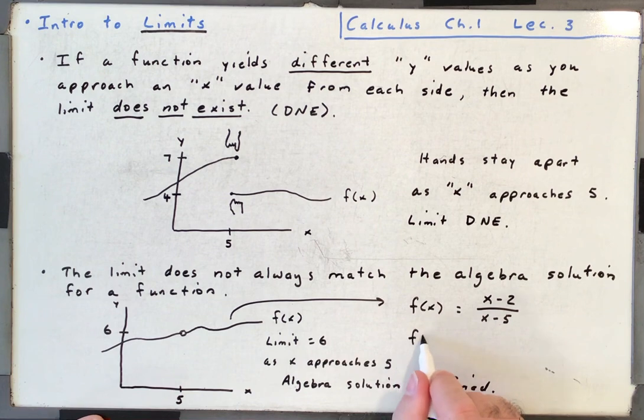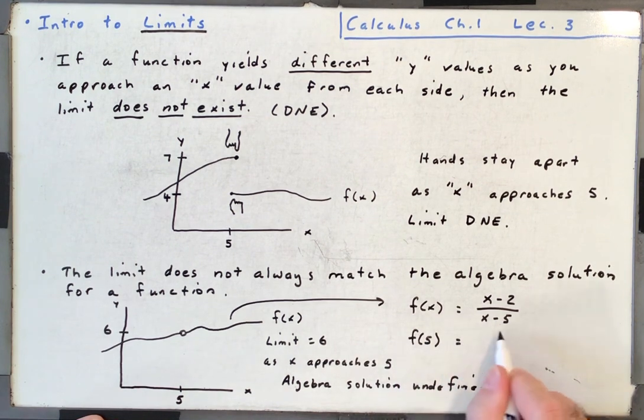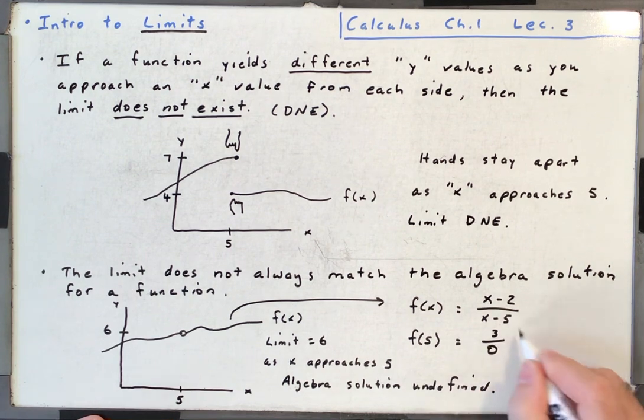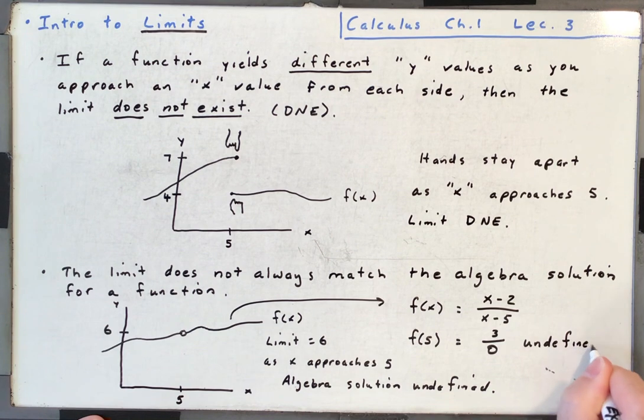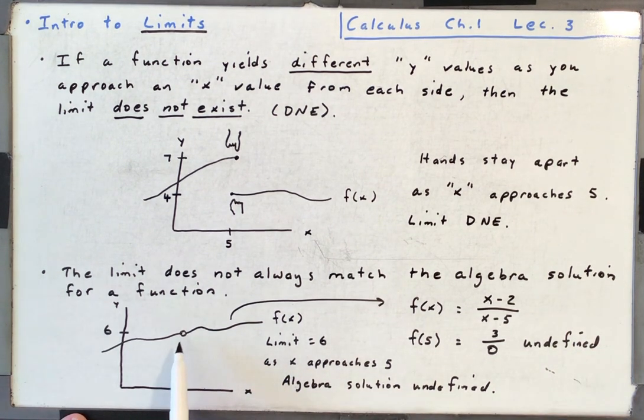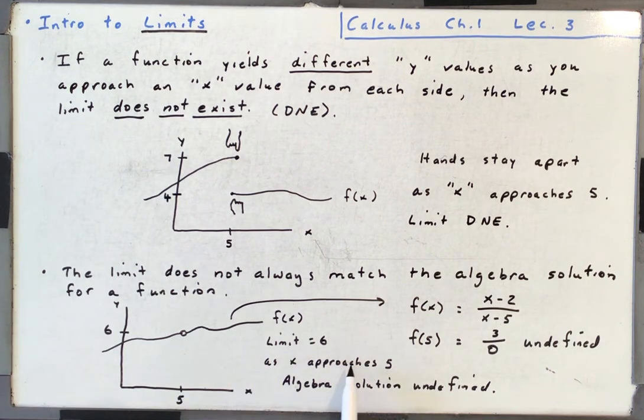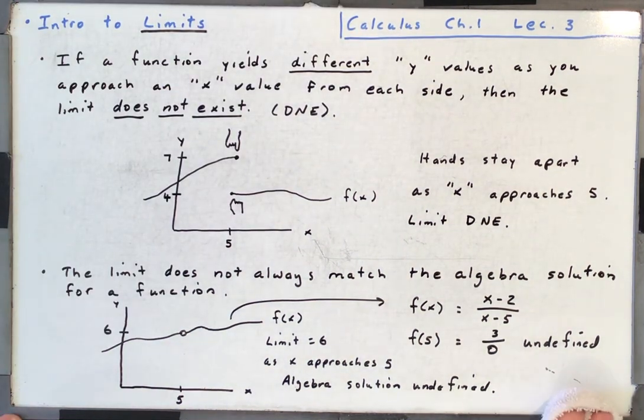So what is f of 5? Plug in 5, so it'd be 3 over 0. Well, that's undefined, right? Algebra can't give us an answer. However, calculus says the answer, the limit, is 6. Calculus deals with the undefined by saying, well, what is it approaching on each side? That's the difference between the limit and the algebra solution. All right, let me do another one real quick.